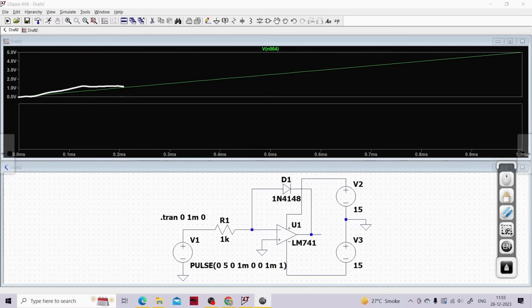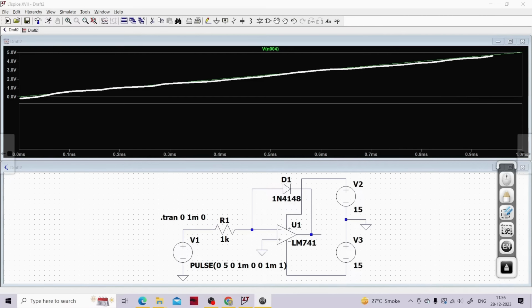Just a second. I'm not so good in drawing, so let me draw it one more time. Yeah, so you just have a look over here at this particular signal. This particular point is 5 volts and it is starting from 0 volts.